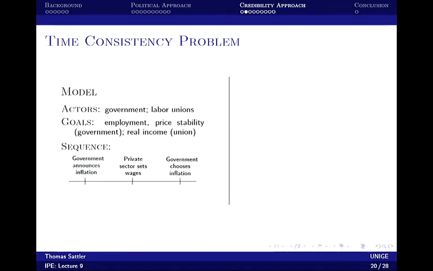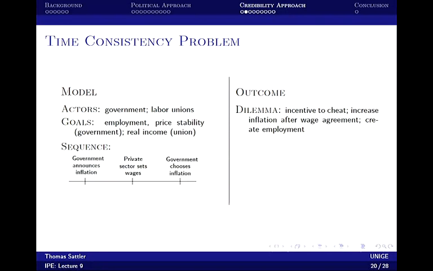So the government says, well, I'm going to keep the inflation low. I'm going to keep the inflation at 2%. Then in the next step, the labor union sets a wage, or they bargain a wage with the employer. And they say, well, we want to have a real income increase of 1%. So the government said, inflation is 2%, so we're going to set the wage increase at 3%, right? Then we're going to be fine. Then the government has the possibility to change its behavior. It now chooses inflation. Now here it has an incentive to cheat. So its incentive now is different from its announcement before. It's not consistent over time. That's why it's a time consistency problem. So the government has this incentive to cheat, because if it chooses a higher inflation rate, employment increases or unemployment goes down by the Phillips curve, right?